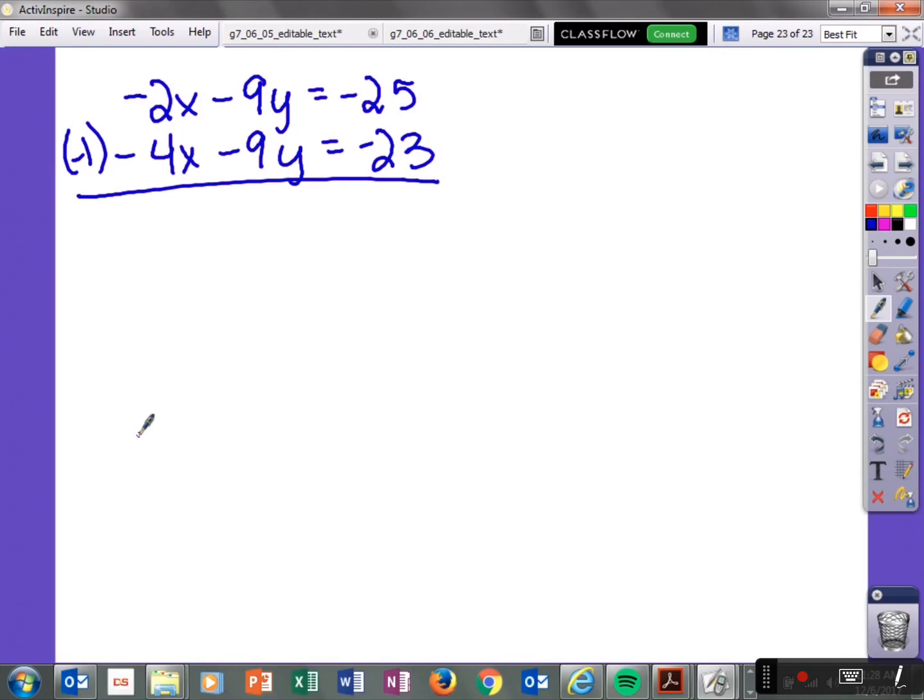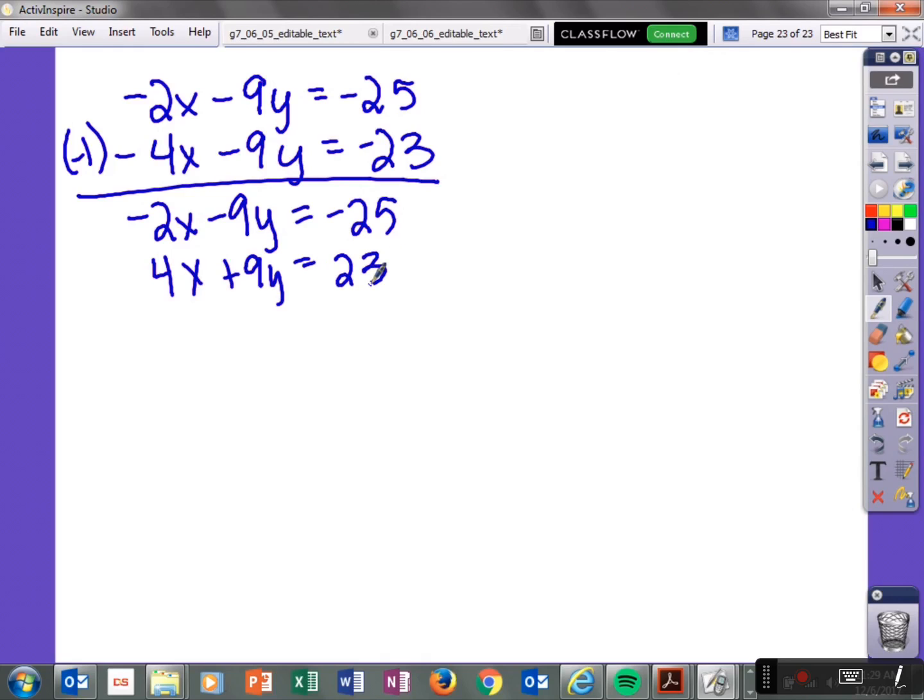So I'm going to rewrite the top. And now I'm going to multiply everything on the bottom times -1. So -1 times -4x is positive 4x. -1 times -9y is positive 9y. -1 times -23 is positive 23. Any questions on what I just did? No, okay.